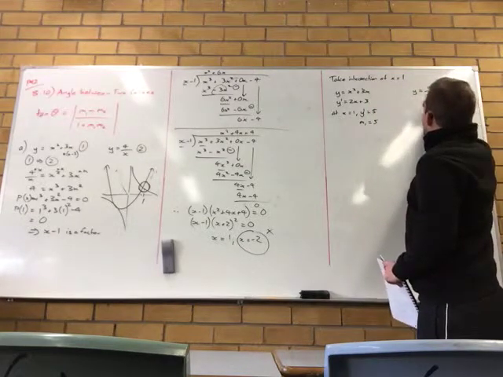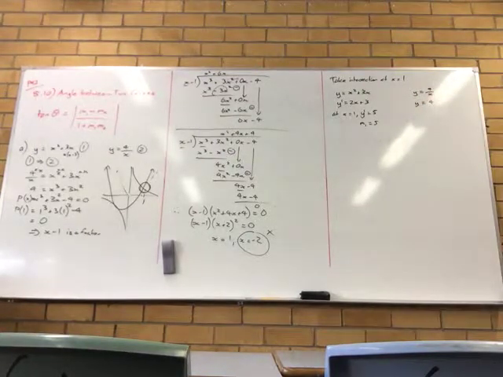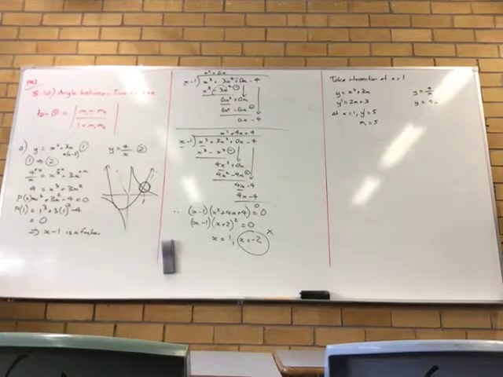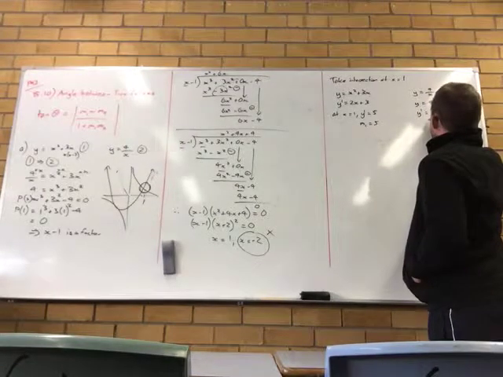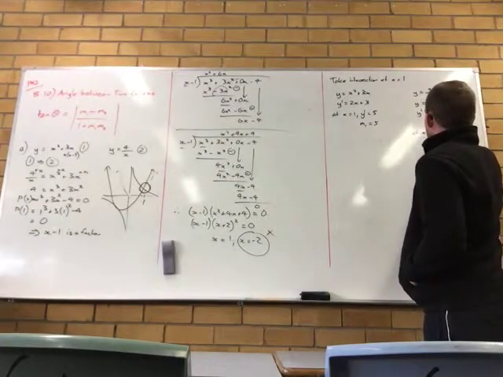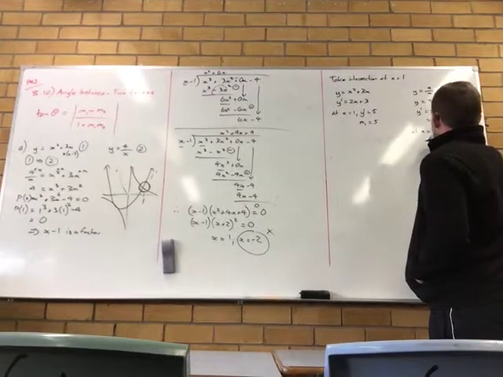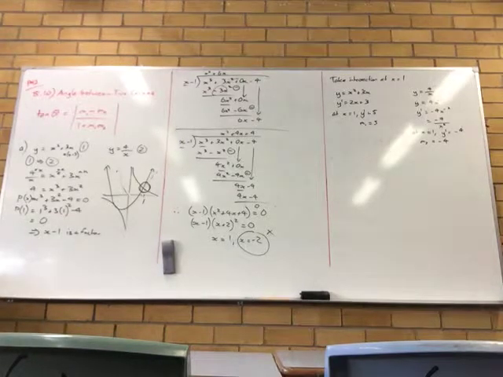y equals 4 over x, which is 4 over x. How do we rewrite that so I can differentiate? 4 times x minus 1, or you can use your quotient rule. Now we've got our two gradients.